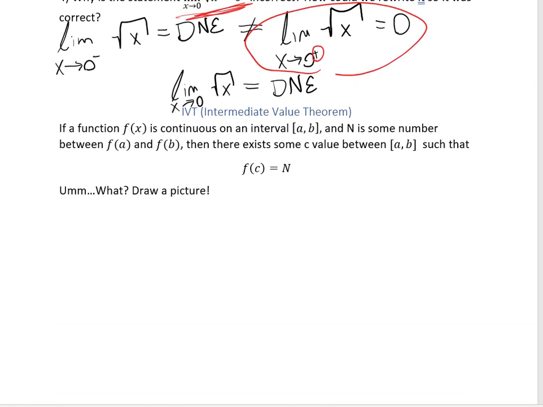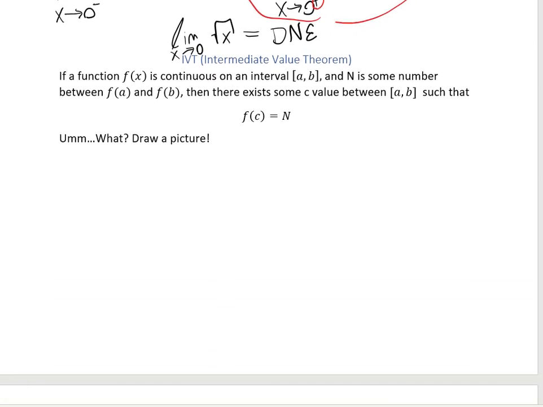All right, the last theorem that we're going to discuss in this section is called the intermediate value theorem. So here's what the intermediate value theorem states: if a function f of x is continuous on an interval from a to b, and remember those are hard brackets, so that means that we're taking a and b and we're including them so we can actually plug them into our function, and there's some number n between f of a and f of b, then there exists some c value between a and b such that f of c equals n. Oh, what?